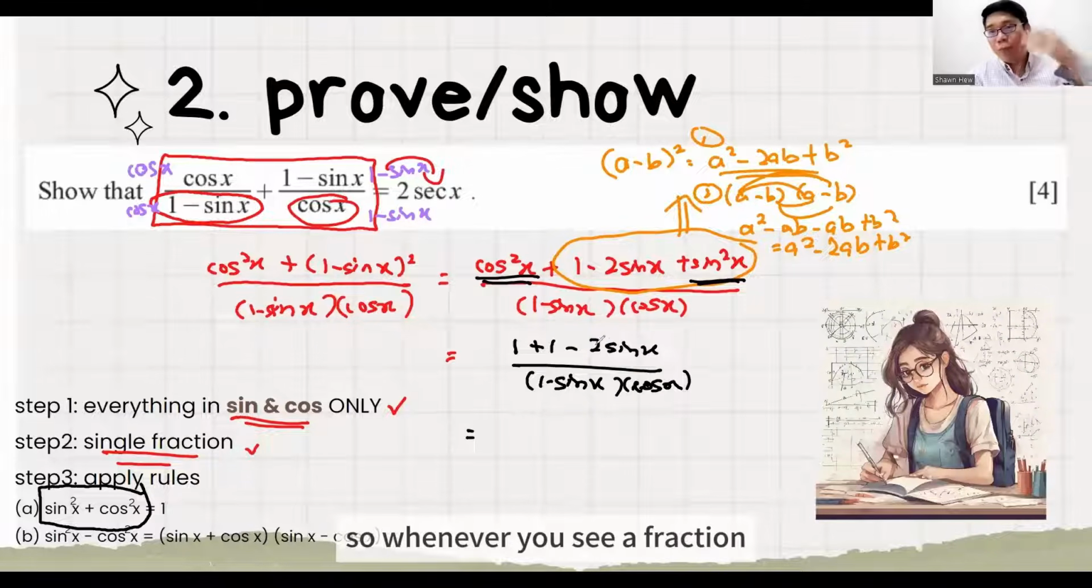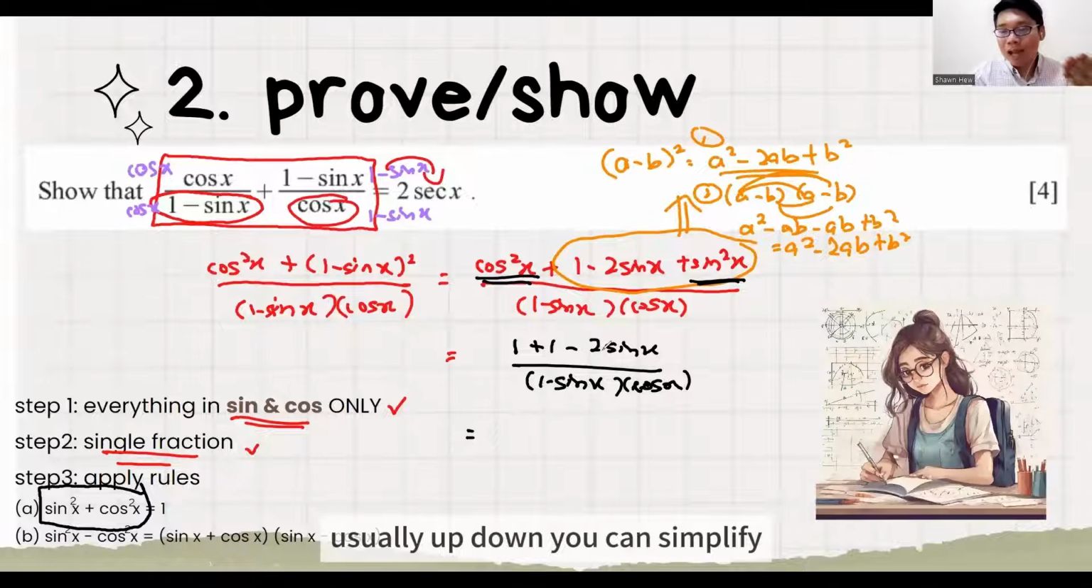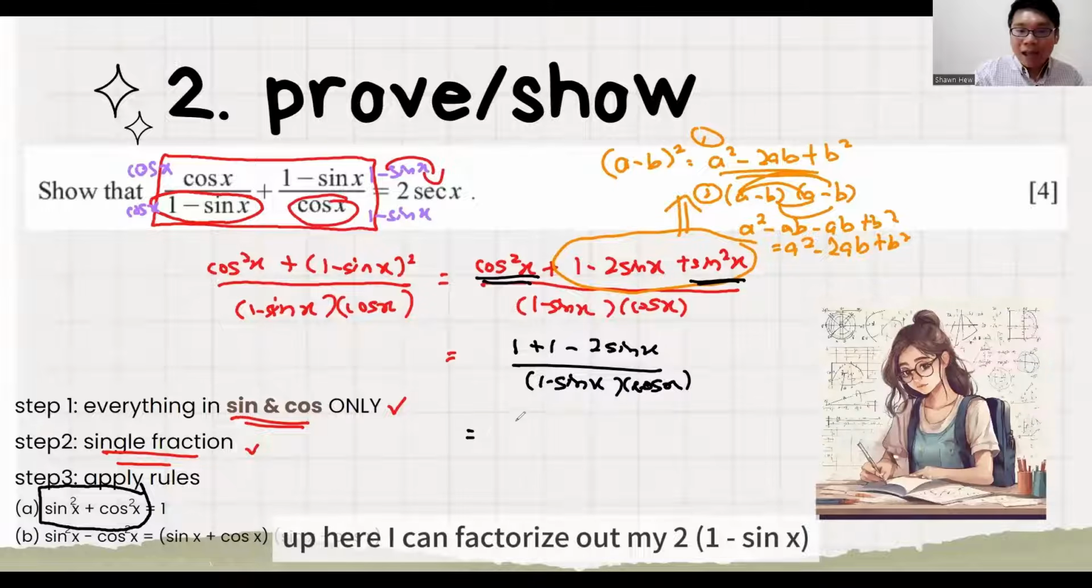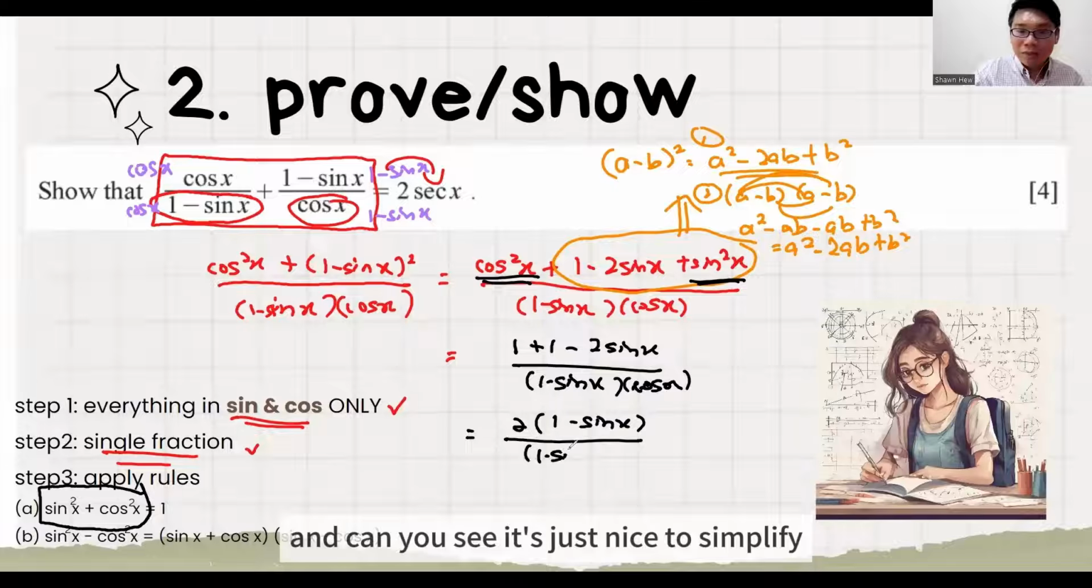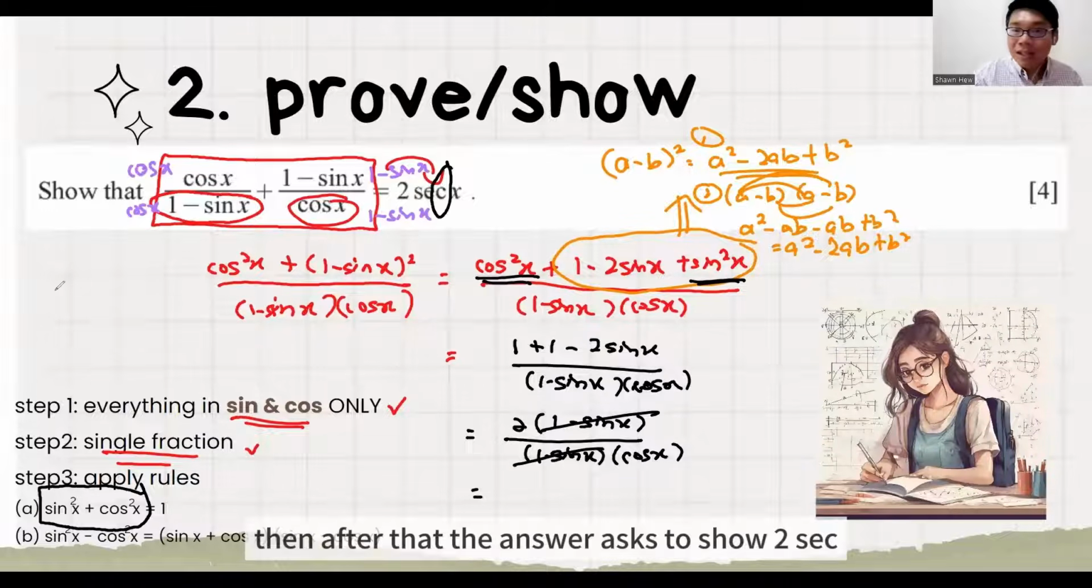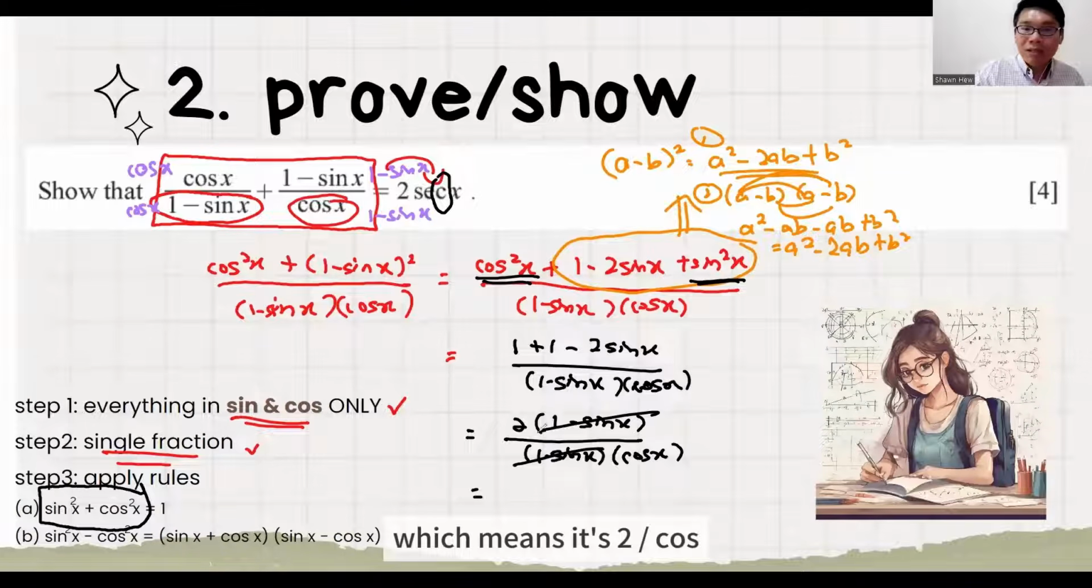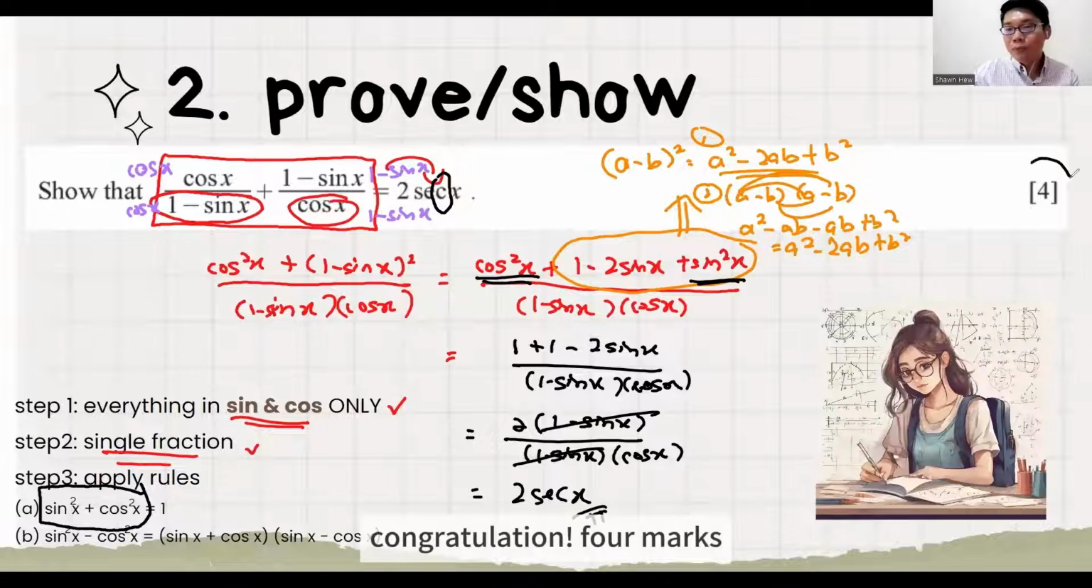So whenever you see a fraction, so usually up, down, you can simplify. Up here, I can factorize out my 2, 1 minus sine x. And can you see? It's just nice to simplify. Then after that, the answers ask us to show 2 secant x, which means it's 2 over cos x. Perfectly, we prove this. Congratulations, 4 marks.